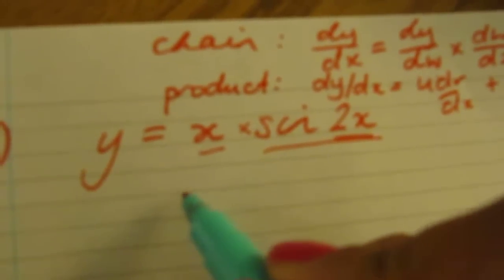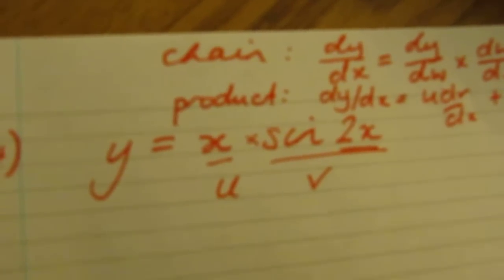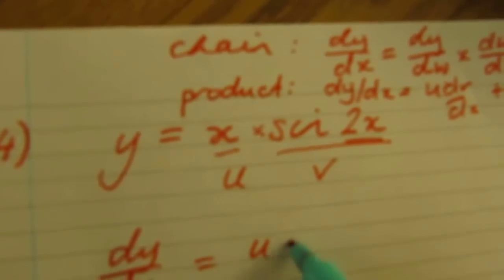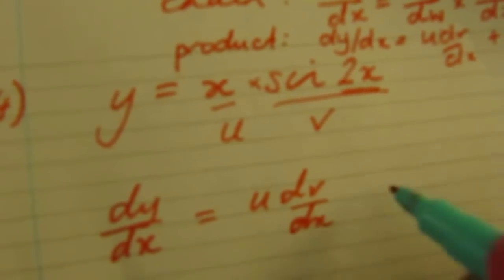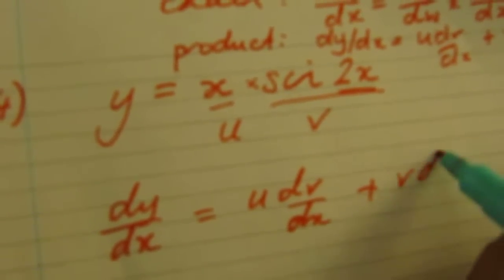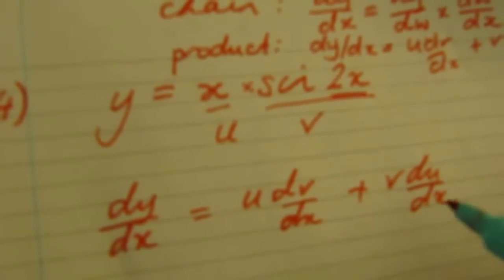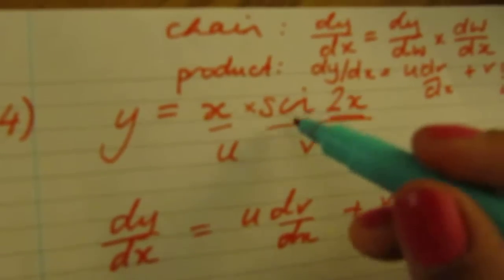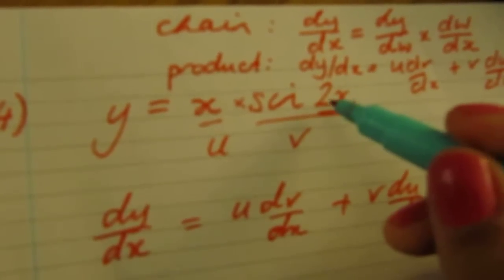Okay, so in terms of the product rule, you've got u here, and that's v. So to work out dy by dx, you need to do u dv by dx, and then add on v du by dx. Alright, so we've got u, that's just x, but to work out dv by dx we need to differentiate this, so that's another problem. So let's go back and do that, okay?